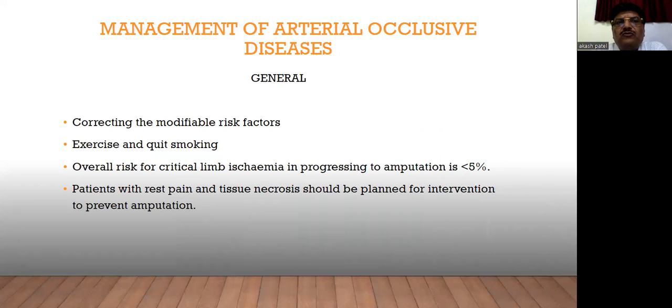So once you have diagnosed that there is arterial occlusive disease, then how do you manage it? There are general principles to manage it, which involve correcting the modifiable risk factors. So what are the general modifiable risk factors? If the patient is overweight, then you correct that, because then the legs will have to carry less weight and they will get tired at a longer distance.